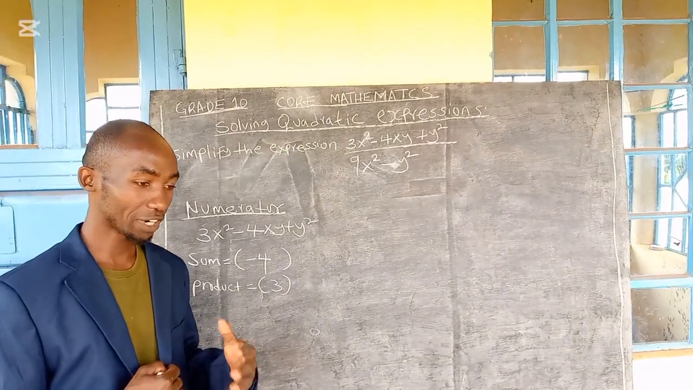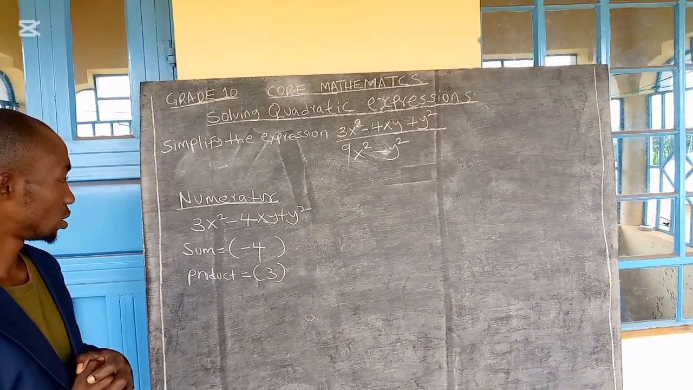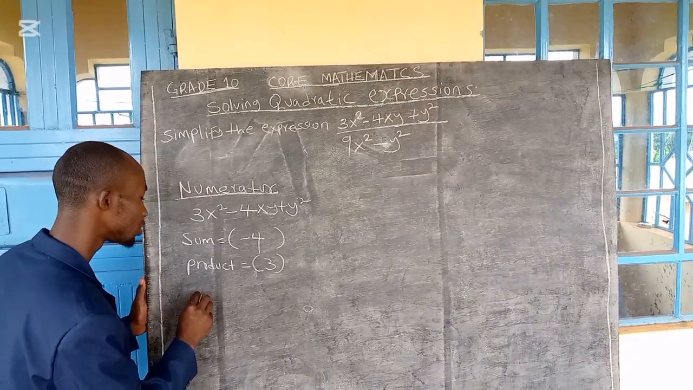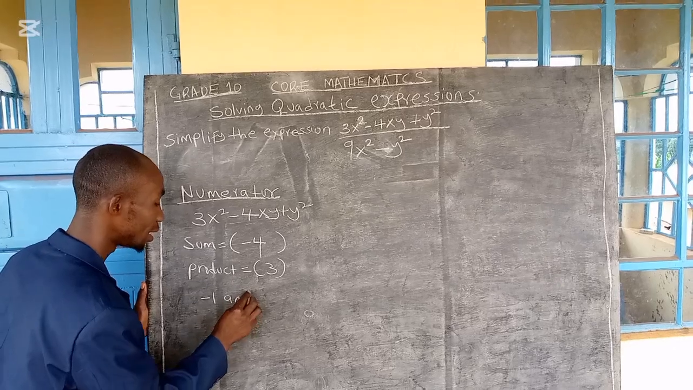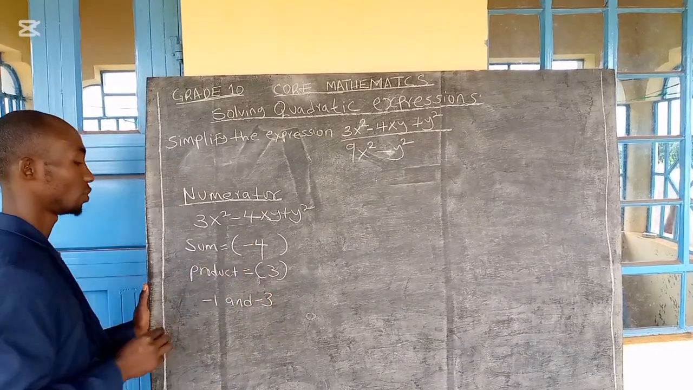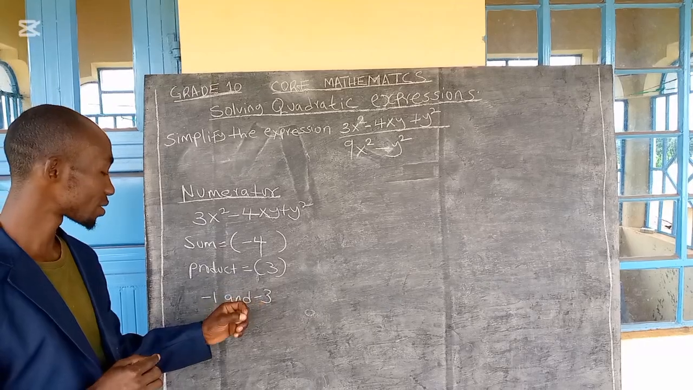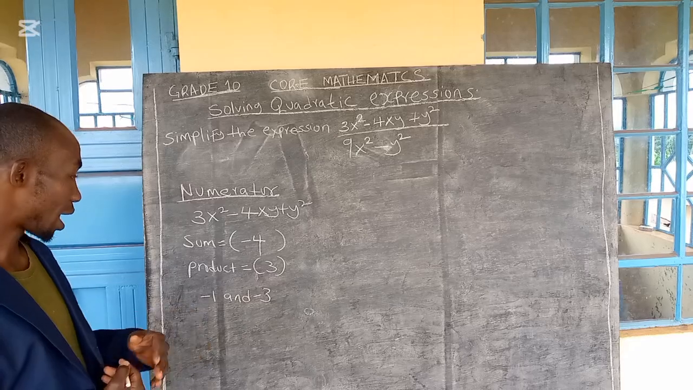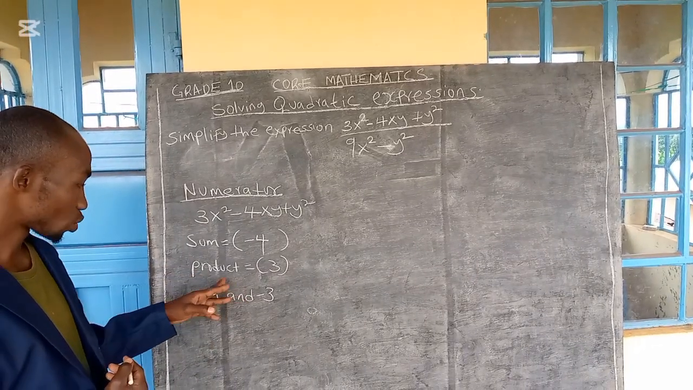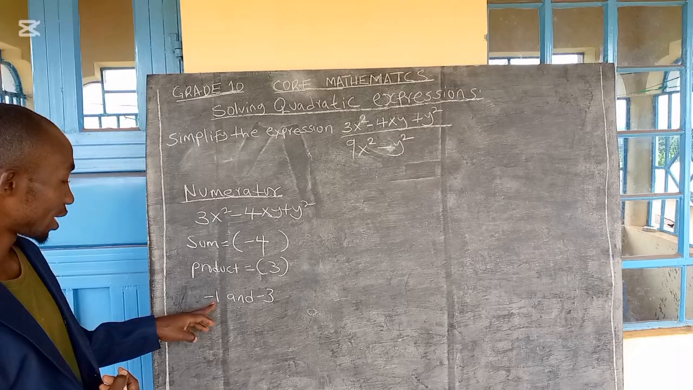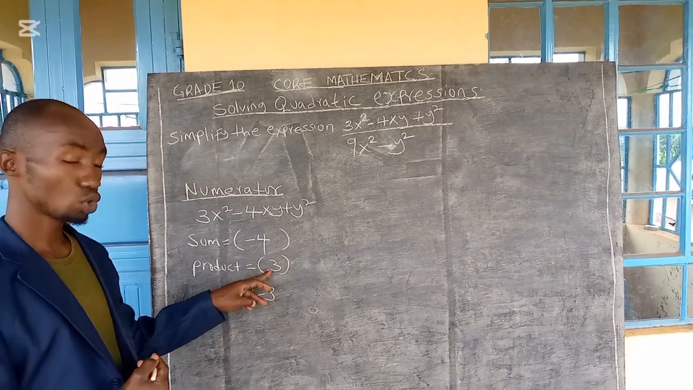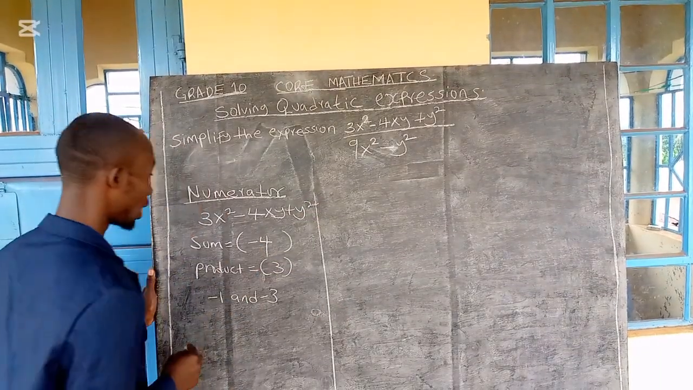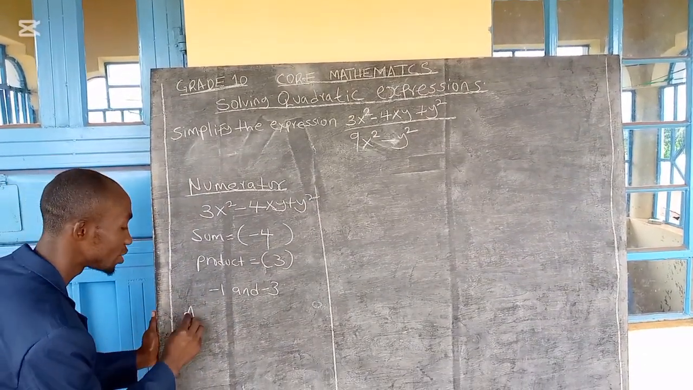Now, what are those two factors? The two factors we have there are negative 1 and negative 3. Negative 1 and negative 3 are the two factors of which their sum is negative 4, and their product is 3, since negative 1 times negative 3 is equal to positive 3. Now, we move ahead and arrange in pairs.